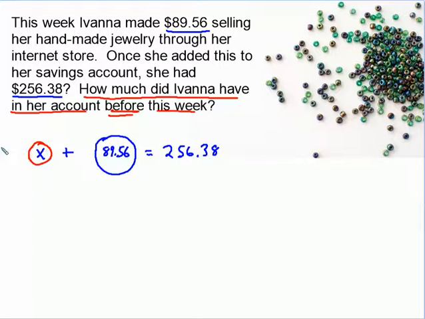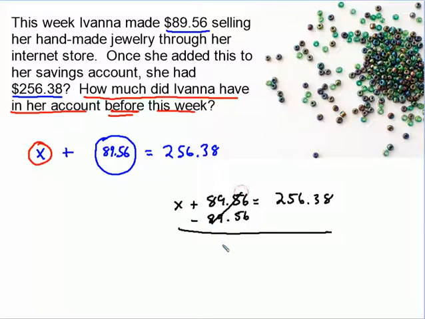So we'll solve our equation. x plus 89.56 is equal to $256.38. So the first thing we're going to do is get x all by itself by using inverse operations. So we'll subtract $89.56 from here. That cancels out, leaving us with x, and then we'll subtract it on this side as well.